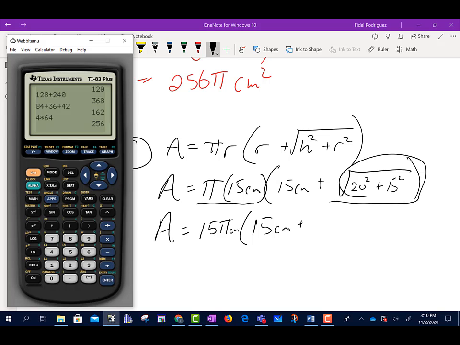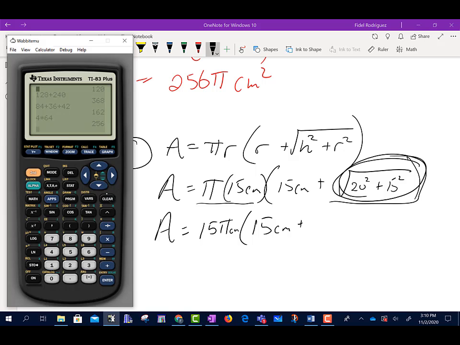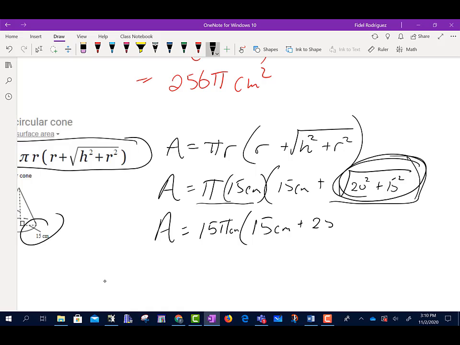Okay, so let me take my calculator and I'm going to type in this piece right here, guys, exactly as I see it. So here's my calculator. Let me clear the screen. So I'm going to go second square root, because that's what I see. And I'm going to type in 20 squared plus 15 squared. Okay, close off my parentheses and hit enter. And that's giving me the number 25 centimeters. Okay.